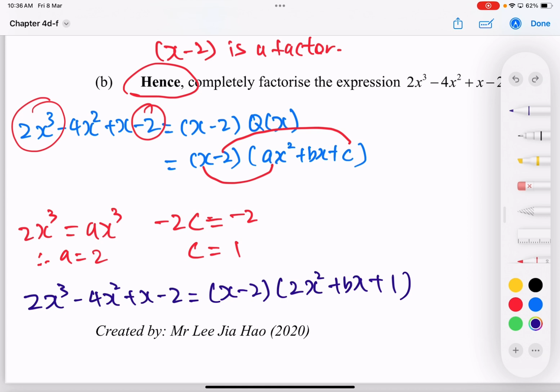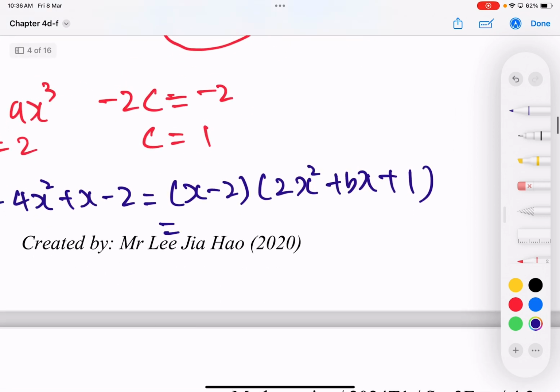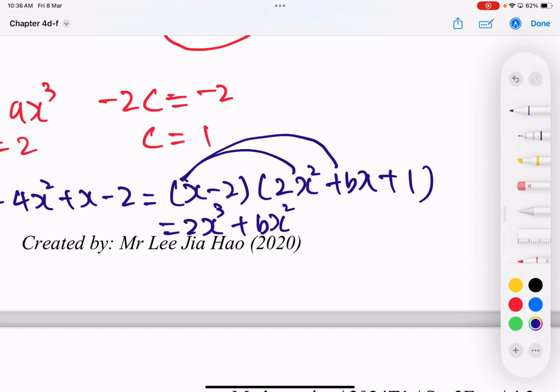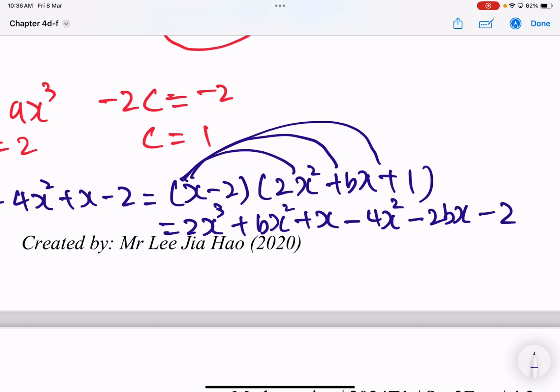In order to find the value of b is actually not that difficult. Expand this whole thing, compare the coefficients. So I'm going to expand it one more time for you. Just use your rainbow method. 2x cubed, this one, plus bx squared plus x, then the bottom, negative 4x squared minus 2bx minus 2.